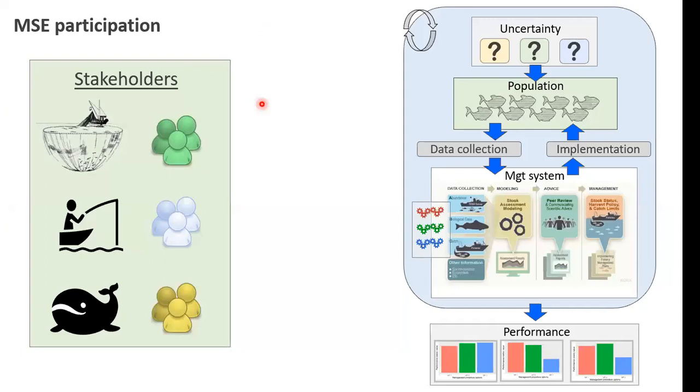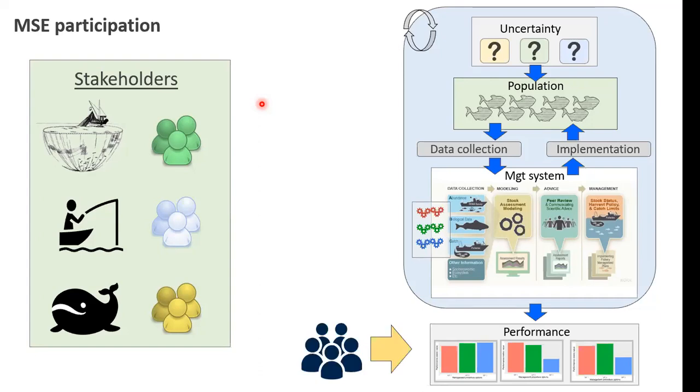So this last component of MSE that I wanted to talk about is the participatory component. A really important part of management strategy evaluation is the involvement of stakeholders. And stakeholders are going to be anybody that has any interest in a fishery or in a population that the fishery acts on.